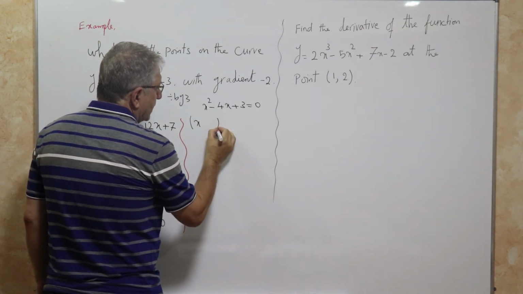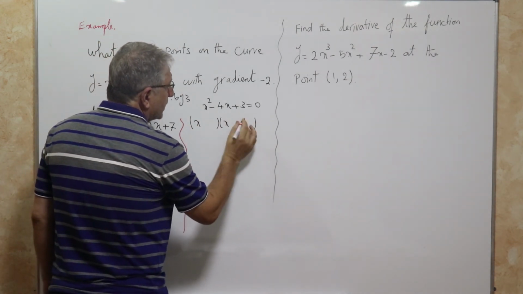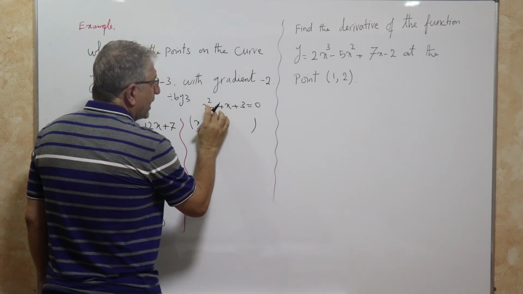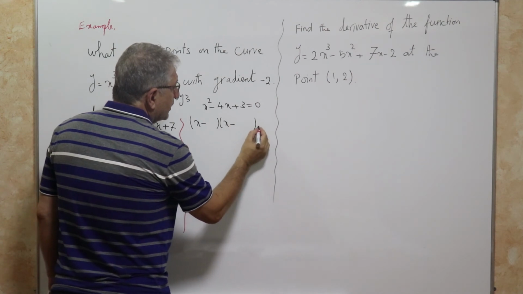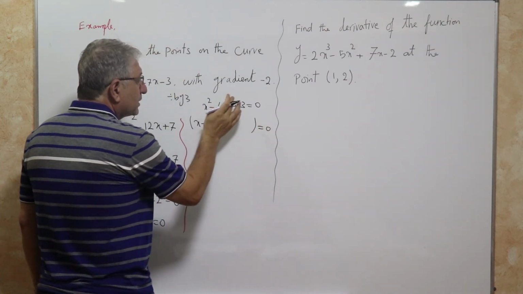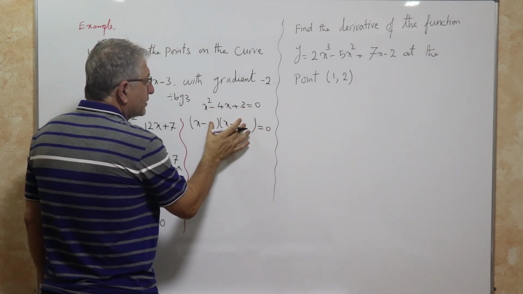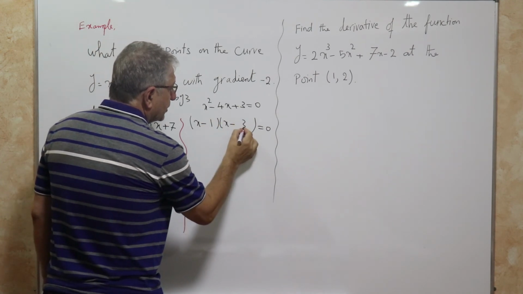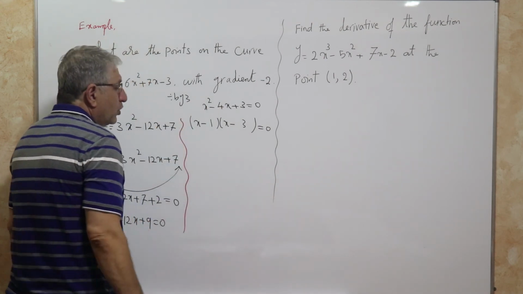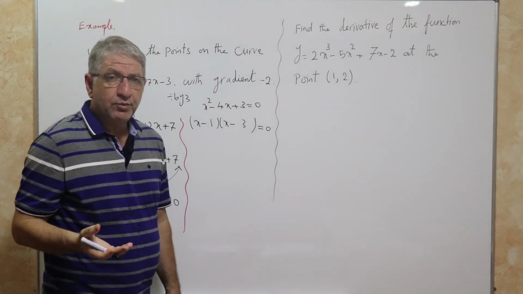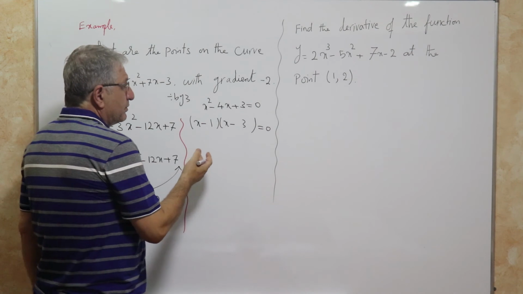You know that x is here, and since this is negative, this is positive and this is negative, both should be negative. Then multiplication is 3 and sum is 4, therefore it is 1 and 3. This multiplied by this is positive 3, this plus this is negative 4. Or you can use the formula or whatever method you know.